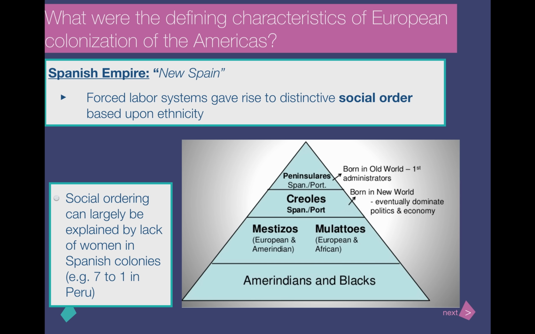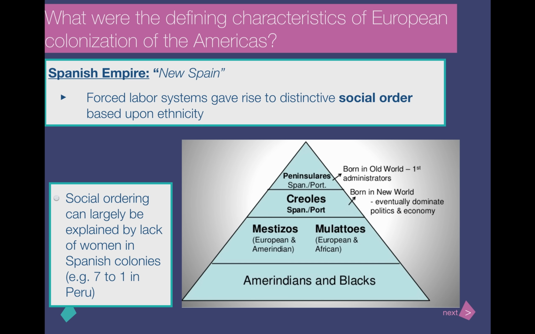And below that are the people who are the lowest rung of society, who are being subjugated and dominated, which would be the Native Americans, also known as Amerindians, and the enslaved Africans, who started to become imported as the forced labor systems drove out the Native Americans, as the forced labor systems began to fail as more and more Native Americans were subject to diseases.